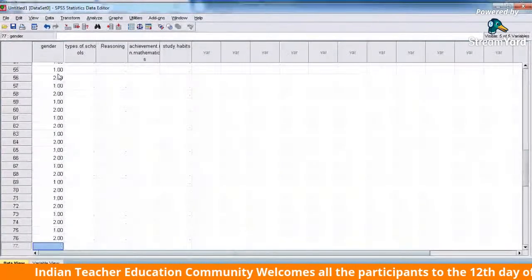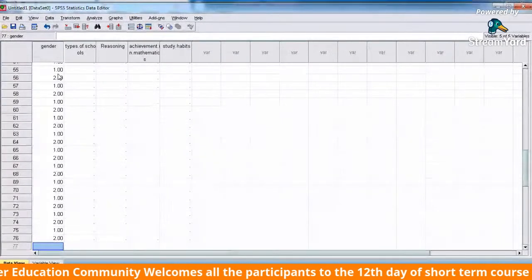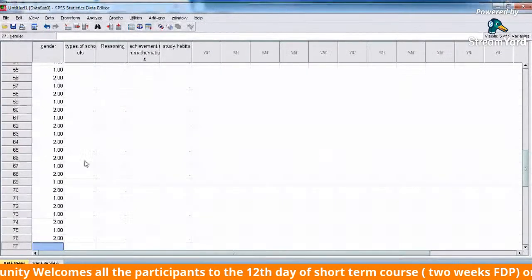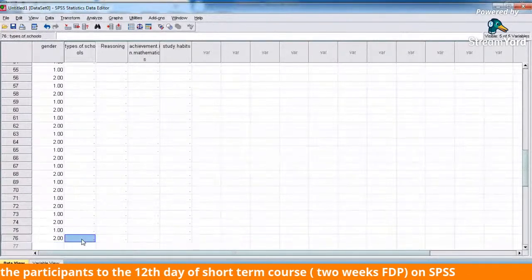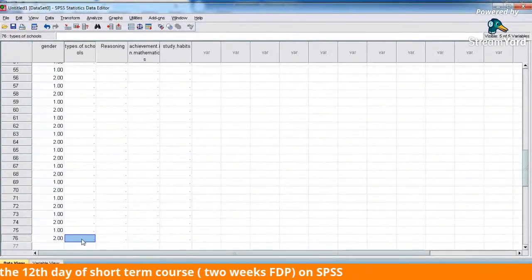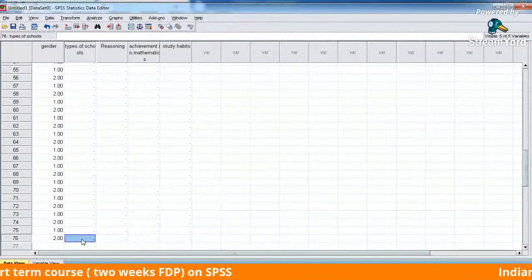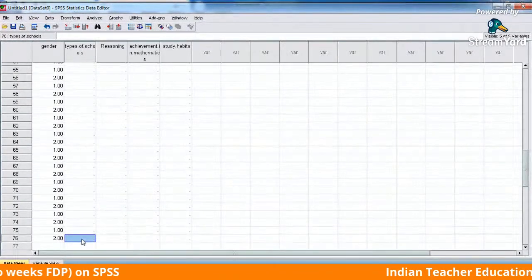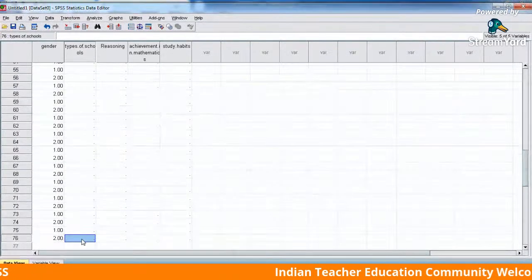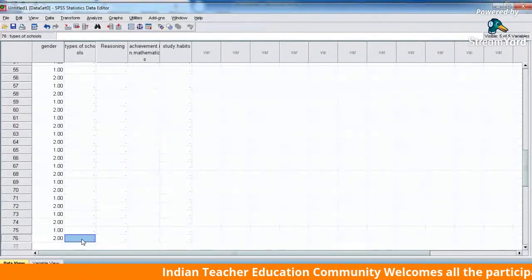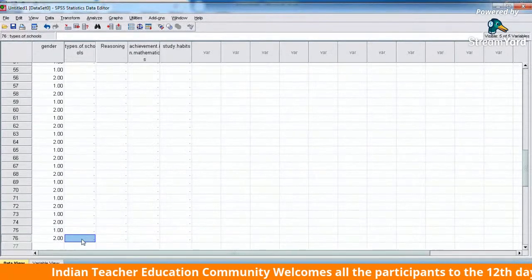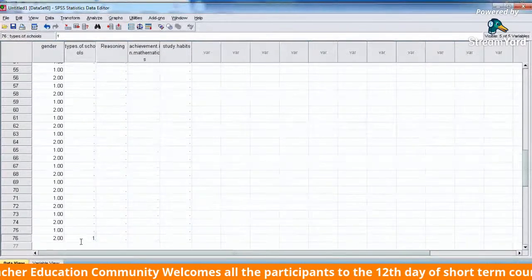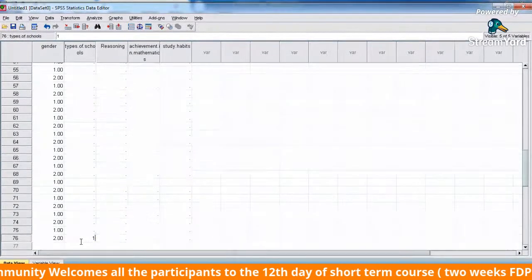Suppose I have entered the data of 76 people. Now I'm entering the school to which they belong. So one particular child will belong to only one particular school, cannot belong to two different schools. So I'm just entering the data. I'm going from bottom to top.